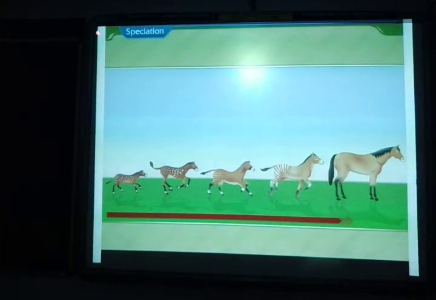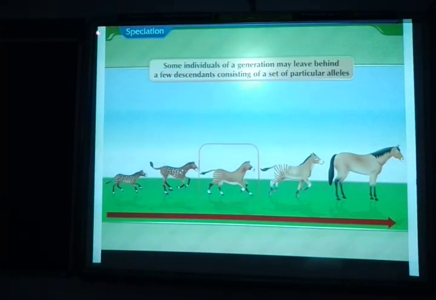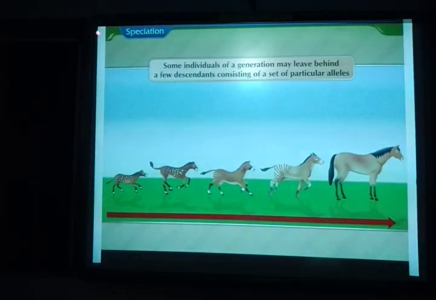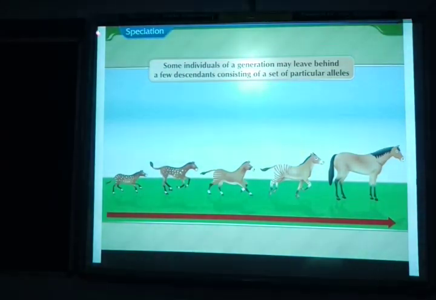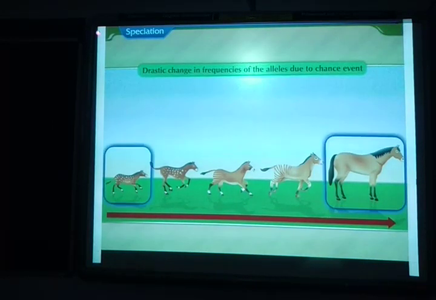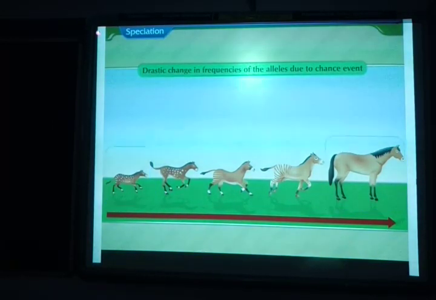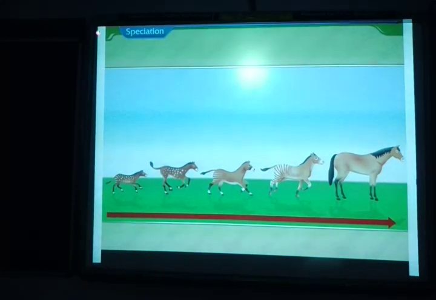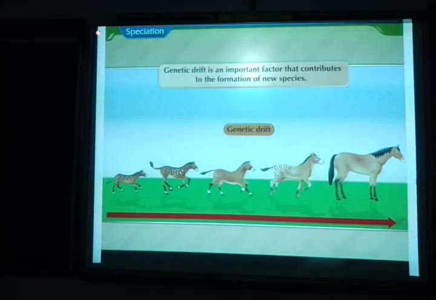During the process of evolution, some individuals of a generation may leave behind a few descendants consisting of a set of particular alleles. This results in a drastic change in the frequencies of alleles merely due to chance event. This is what we call as genetic drift. Genetic drift is an important factor that contributes to the formation of new species.